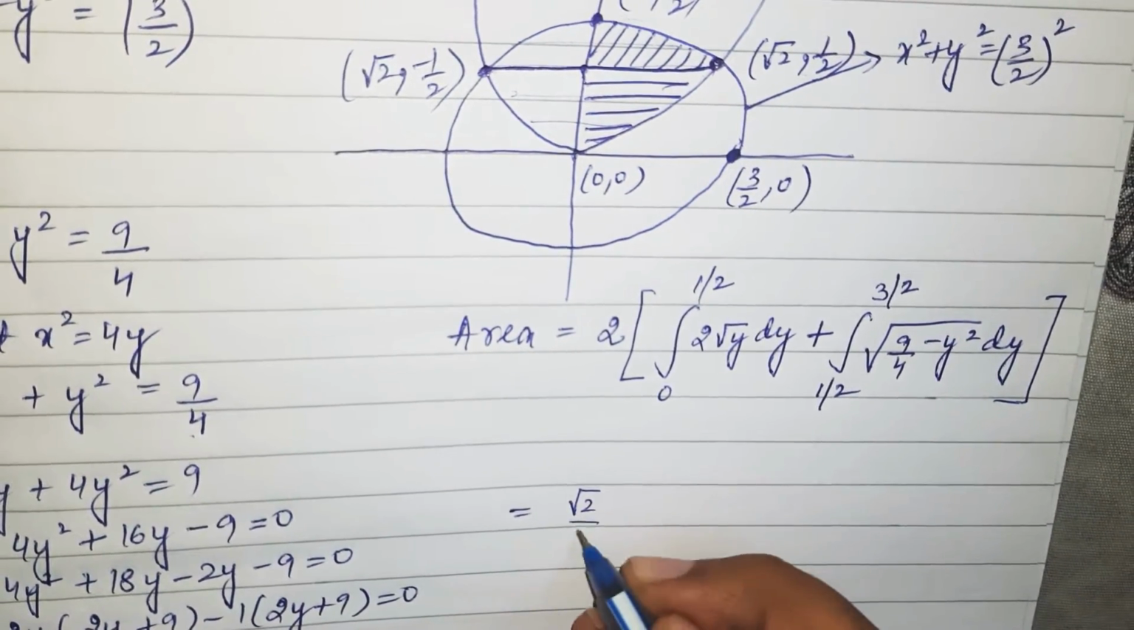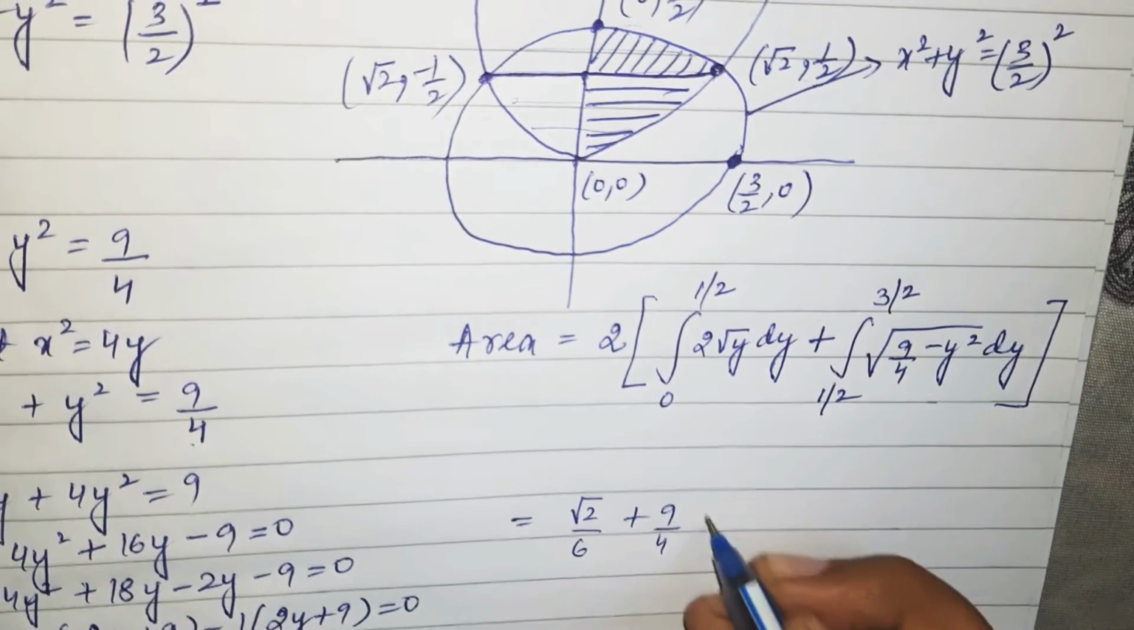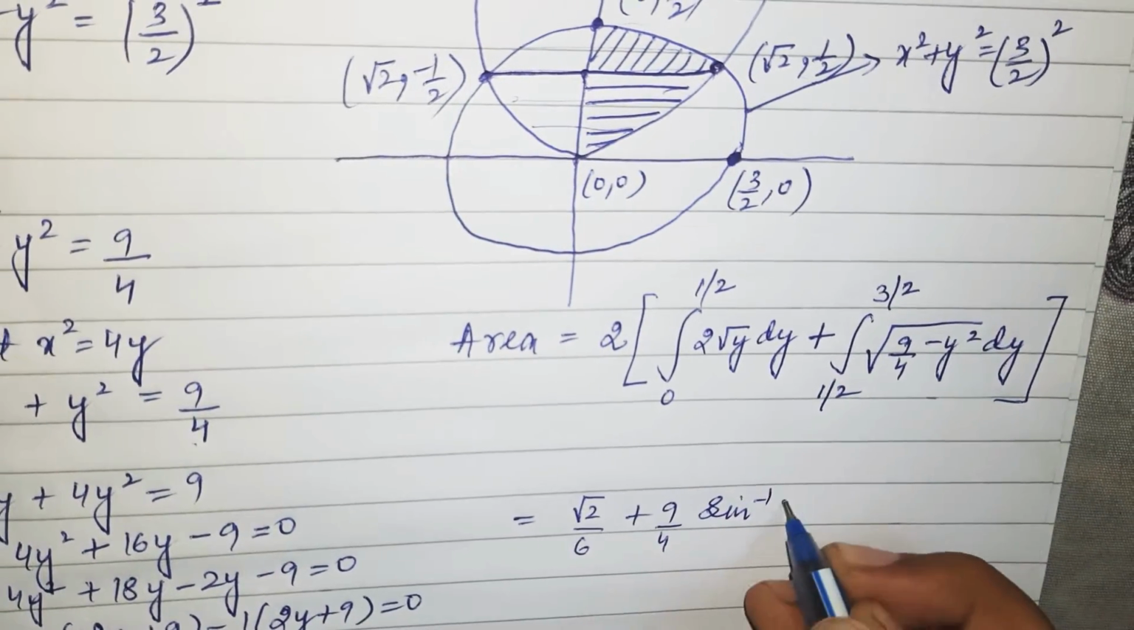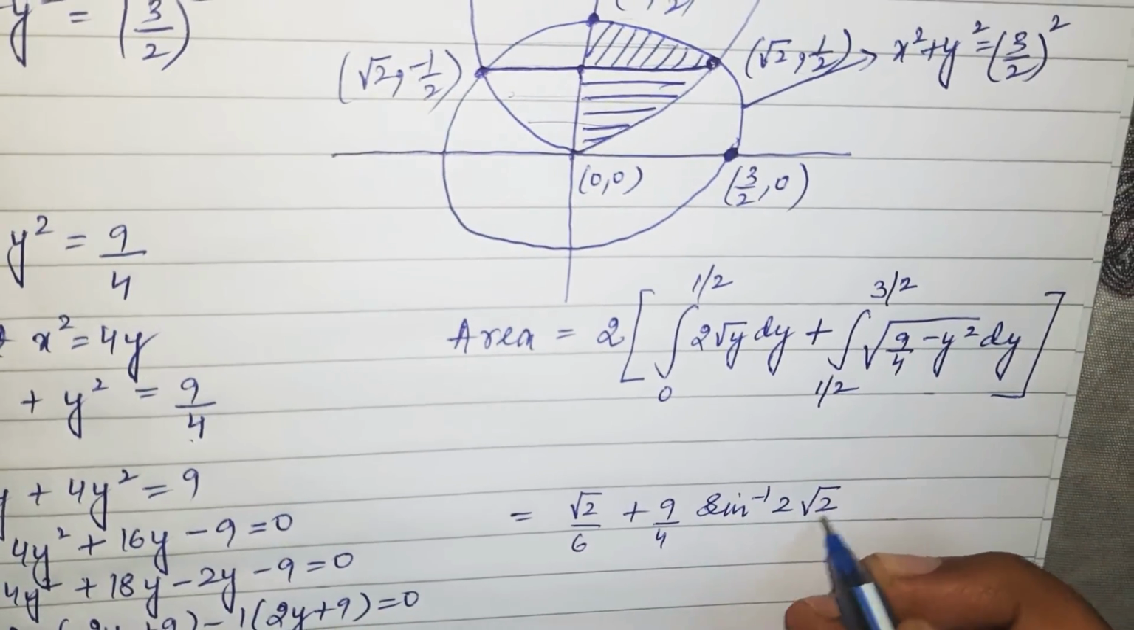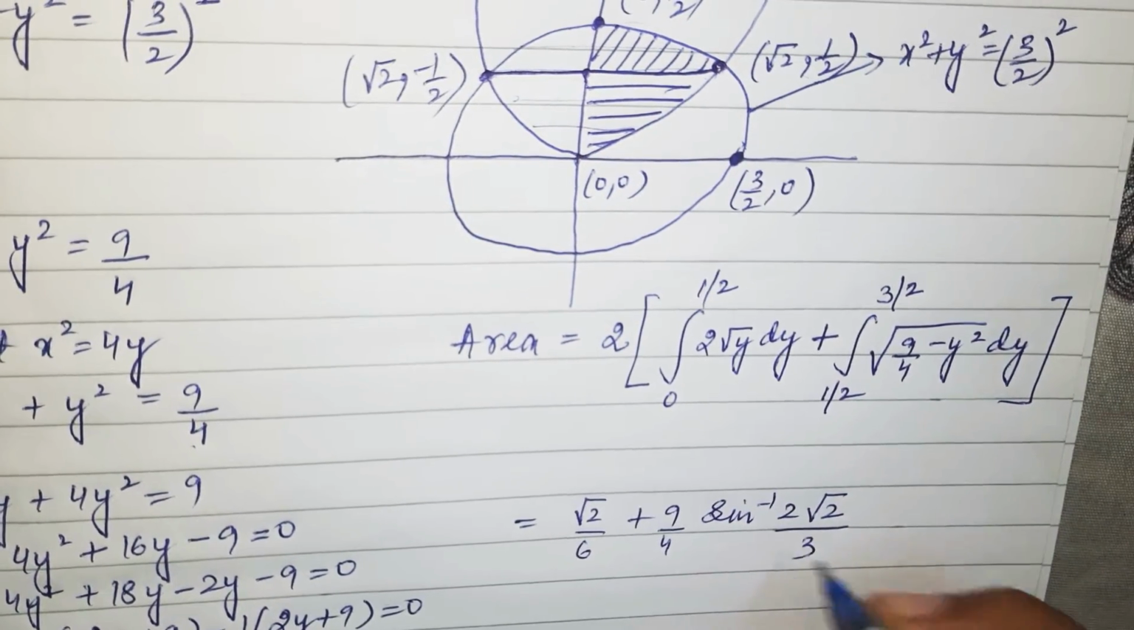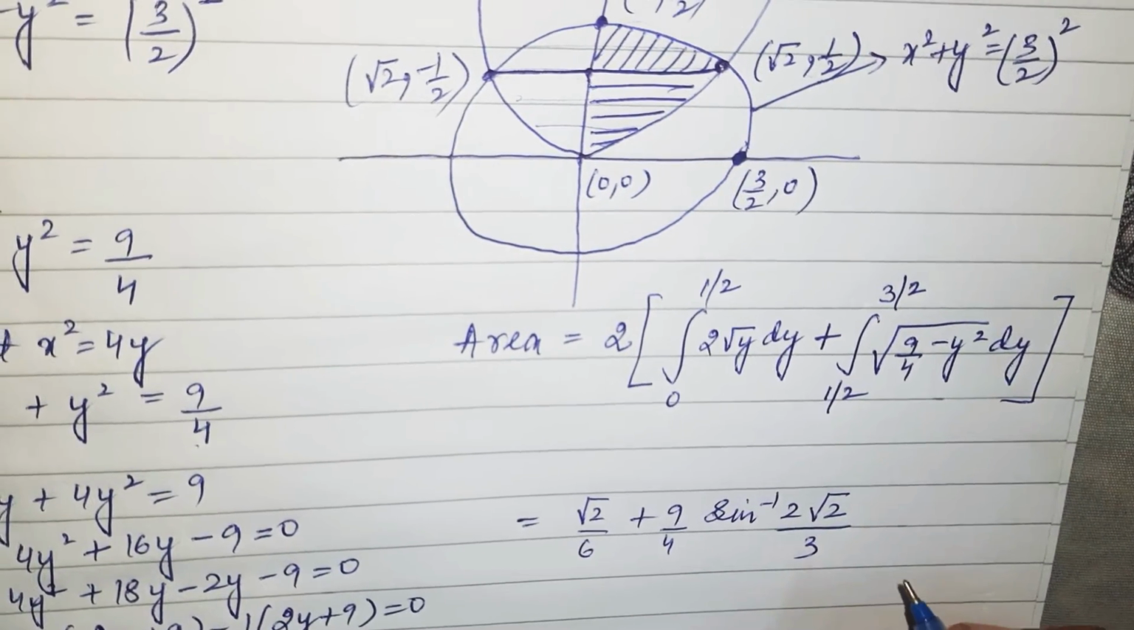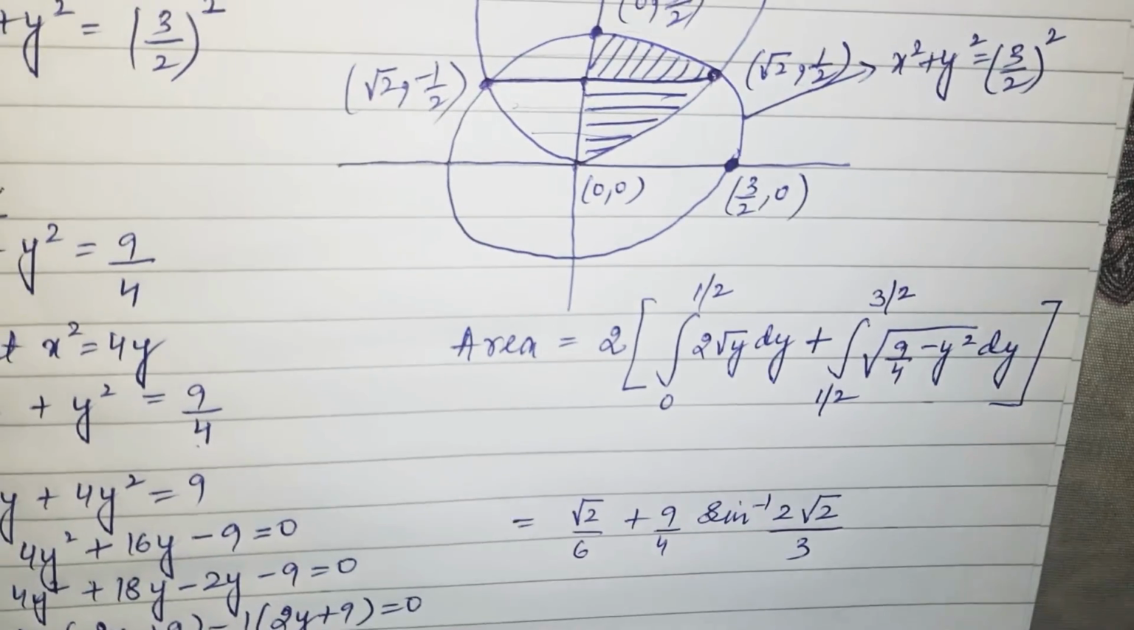root 2 by 6 plus 9 by 4 sine inverse, and here I have taken the limit as y, so you can take the limit as x also. This is your wish. Okay, now come to the question number 2. In question number 2, what you need to do?